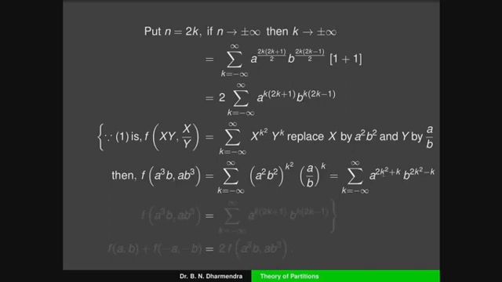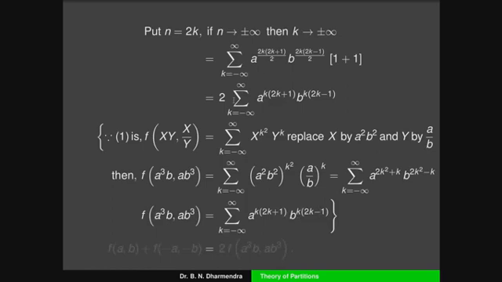So here we take k as a common term in the power of a, that is a to the power of k into 2k plus 1, and here also b to the power of k is a common term, you can take it outside, that is b to the power of k times 2k minus 1. So it can be written as f of a cube b comma a b cube is equal to the summation k running from minus infinity to plus infinity of a to the power of k times 2k plus 1 into b to the power of k times 2k minus 1.